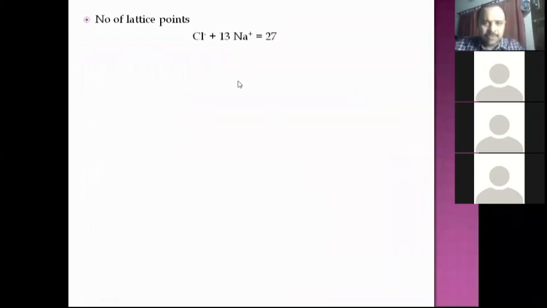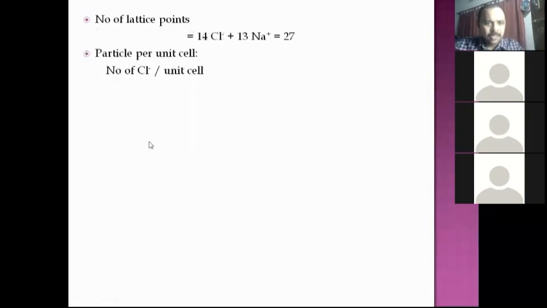Now, just now I have told you number of lattice points: 14 Cl minus, 13 Na plus. So particles per unit cell. This concept is important. We say in FCC number of particles per unit cell is 4 because it is 8 into 1 by 8 plus 6 into 1 by 2, right? So it is 4. But here two types of particles are there, Cl minus and Na plus. So we need to calculate particles per unit cell of Cl minus as well as Na plus.